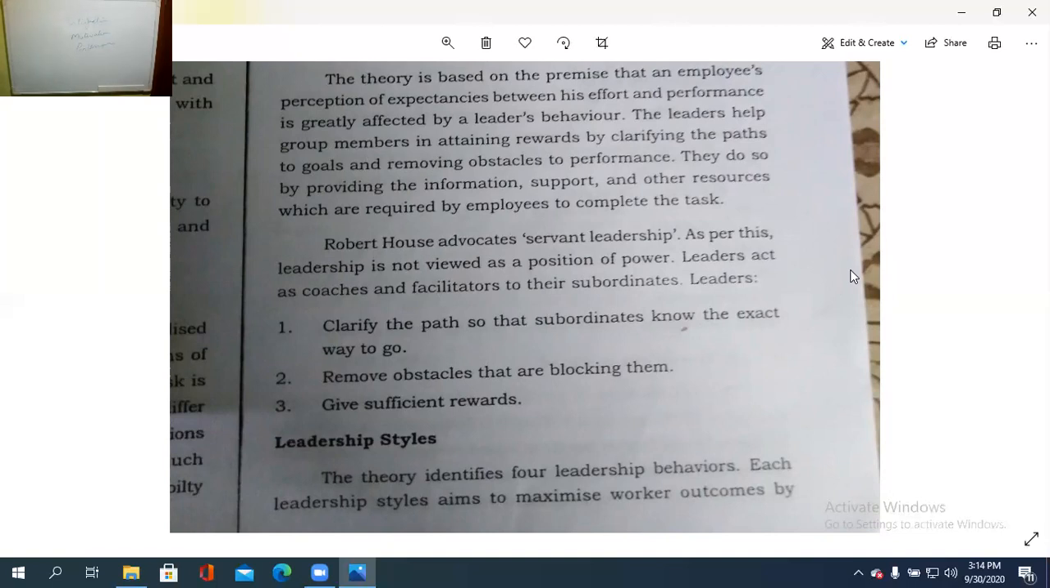The leader should be involved in that. So that is the path goal, the way towards achieving the goal. From the name itself, it is understood that it is the way towards achieving the goal, and if any obstacles are in between, they should be removed. They do so by providing the information, support, and other resources required by the employees to complete the task.